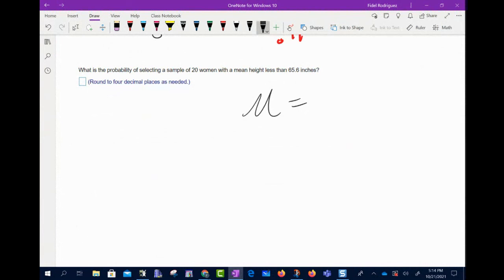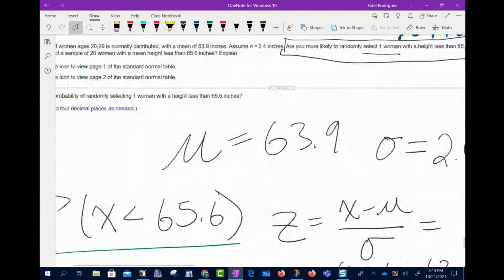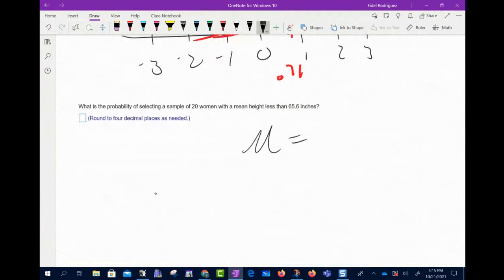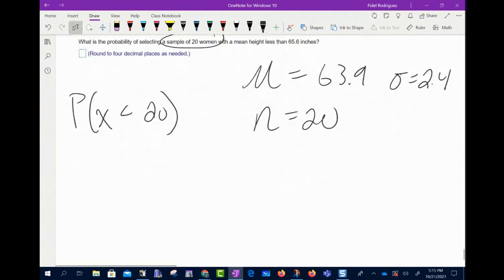We need to know what our mu was. So I'm just going to go back and figure out what those numbers were. Mu was 63.9 and sigma was 2.4. Now we have a sample of 20 women, so my n here is 20. So what we're trying to figure out now is the probability that x is less than 65.6. But again, it's not one person. It's a sample of 20 women, right?